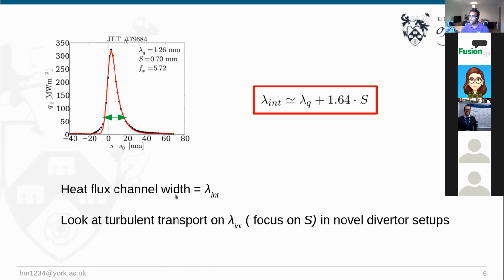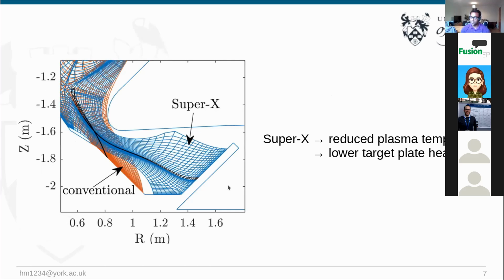So the main figure of merit is the overall heat flux channel width, given by this integral power decay length here. I want to look at the effect of turbulent transport on widening these profiles in the different geometries present. One of those geometries is the SuperX, and its trademark feature is dragging the plasma out to larger major radius. This has two main effects. It increases the connection length, the distance the plasma travels from upstream to the target plates, and it also promotes flux expansion to increase the plasma wetted area.